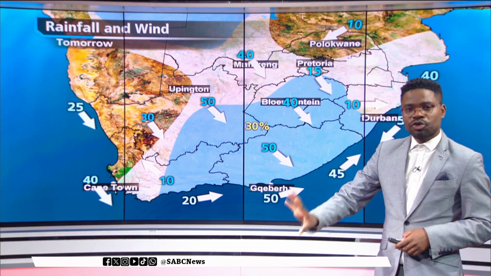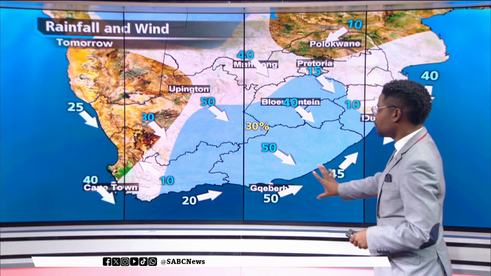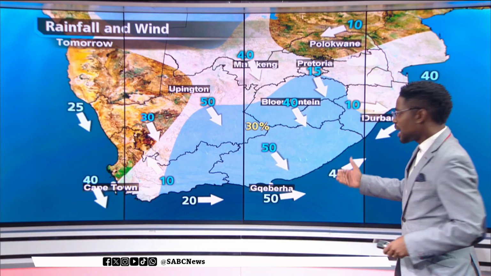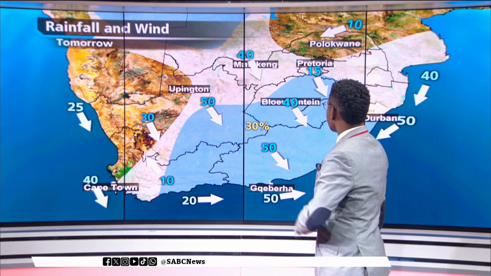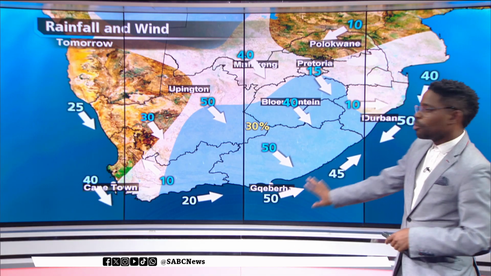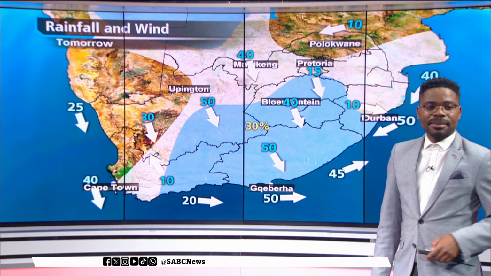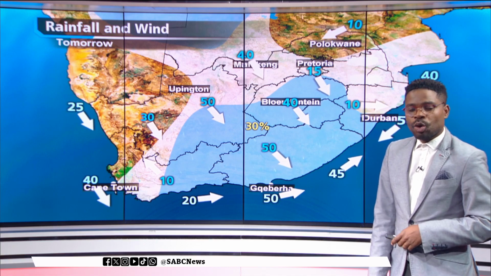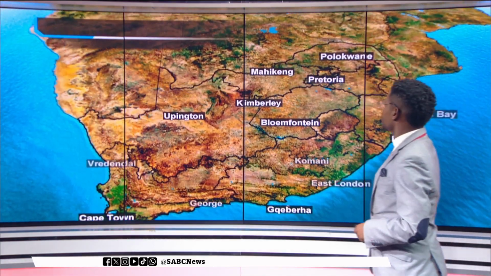Now moving on to tomorrow's conditions, also still expecting rainy conditions over the southern parts of the country, now stretching into the interior of Free State all the way towards parts of Gauteng. Also expecting some morning fog patches as we move towards the escarpment of Mpumalanga. And also, it's going to be a clear day as we move towards Gauteng, stretching up into parts of Limpopo.